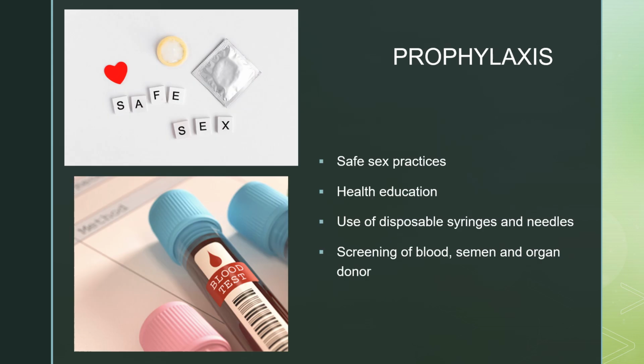Now we'll look into the prophylaxis. In prophylaxis, we have to follow safe sex practices, that is, we have to avoid promiscuous sex. Then we have to give health education. We have to use disposable syringes and needles, that is, no sharing of intravenous, no sharing of the same syringe for patients, or we have to stop the injectable drug abuse too. And we have to screen the blood, semen, or the organ donor before we use it on a patient.